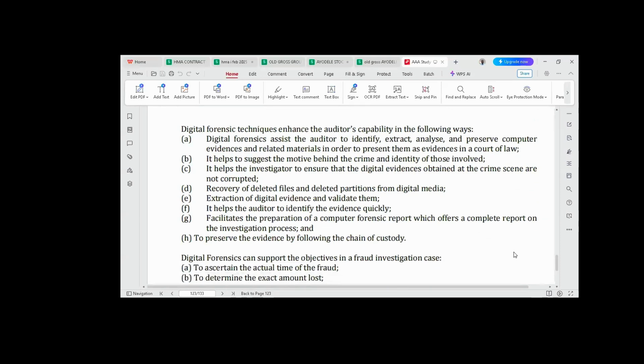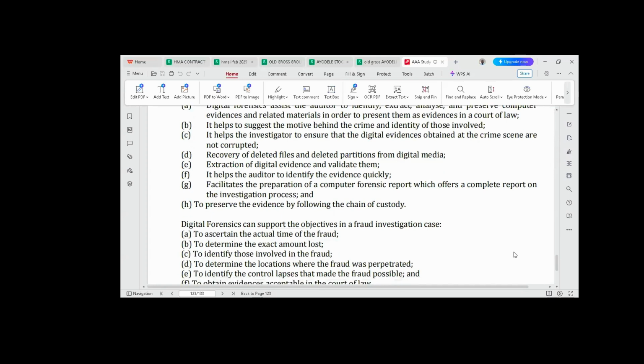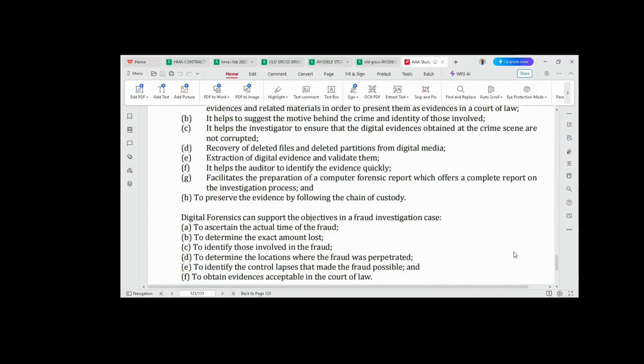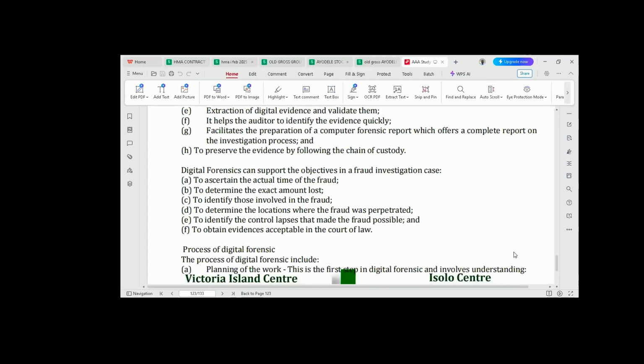So digital forensics also supports the objective of a fraud investigation case. As a digital forensic practitioner, when you use digital forensics, it will enable you to ascertain the actual time the fraud started or commenced, determine the amount that has been lost, identify those involved in the fraud, determine the locations where the fraud was perpetrated, identify the control lapses that made the fraud possible, and obtain evidence acceptable in a court of law.